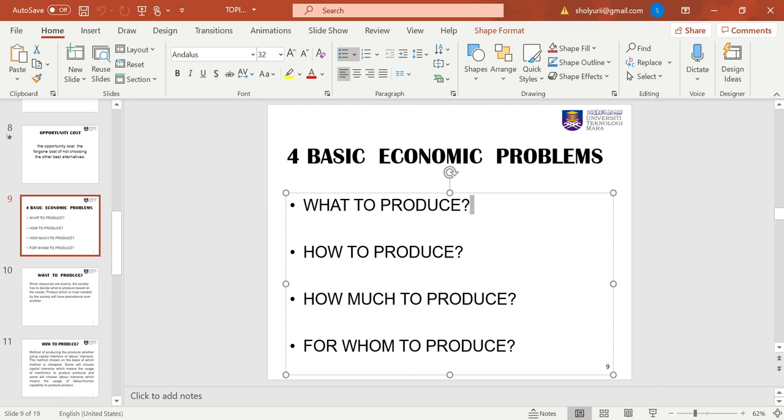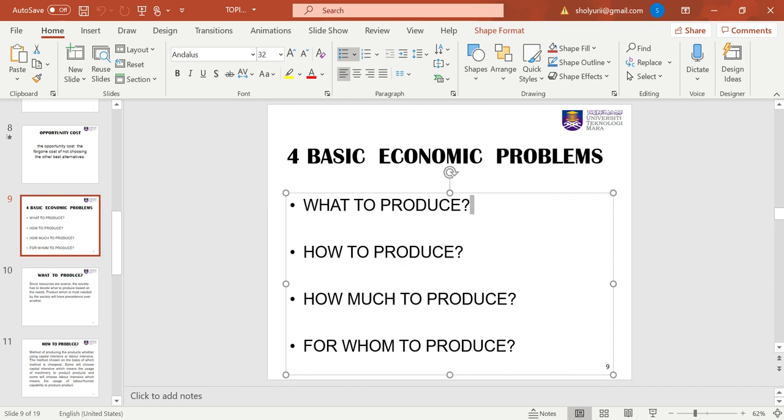How to produce. And then you need to explain what it means by how to produce. The method of producing the goods. We have 2 methods. Either capital intensive, meaning that you use machinery to produce the goods, or labor intensive.